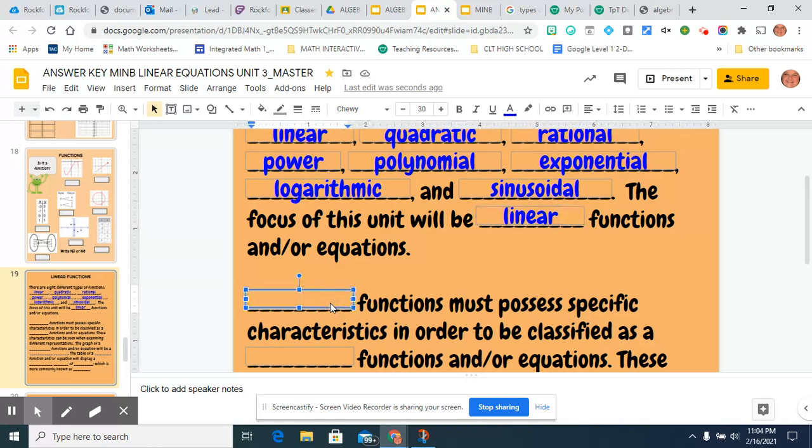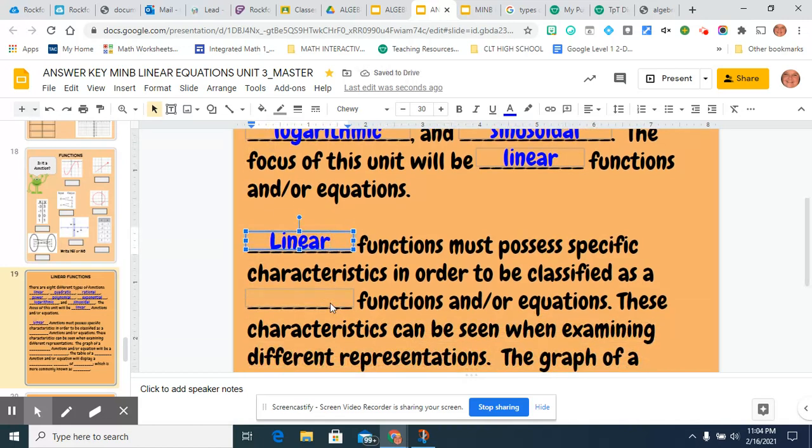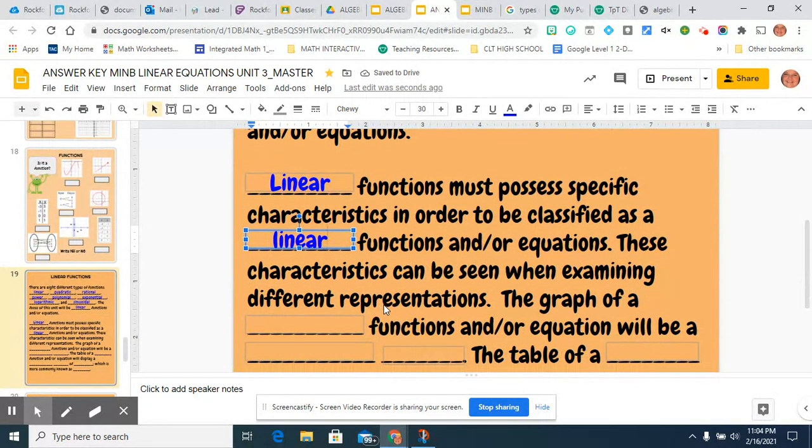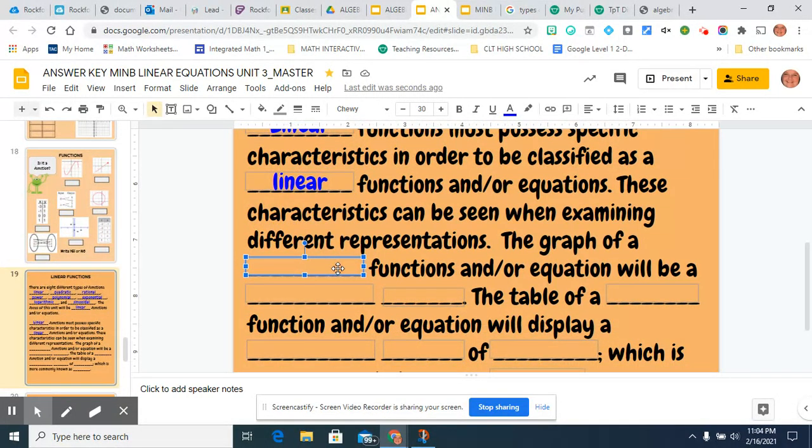So today, and our focus for this whole unit, is going to be on linear functions and what characteristics they have to possess to be classified as linear functions and/or equations. These characteristics can be seen when we're examining the different representations. The graph of linear functions and equations will be a straight line. One way I always remember this: if you think of the word linear, right there is the word line. First word, line, line.